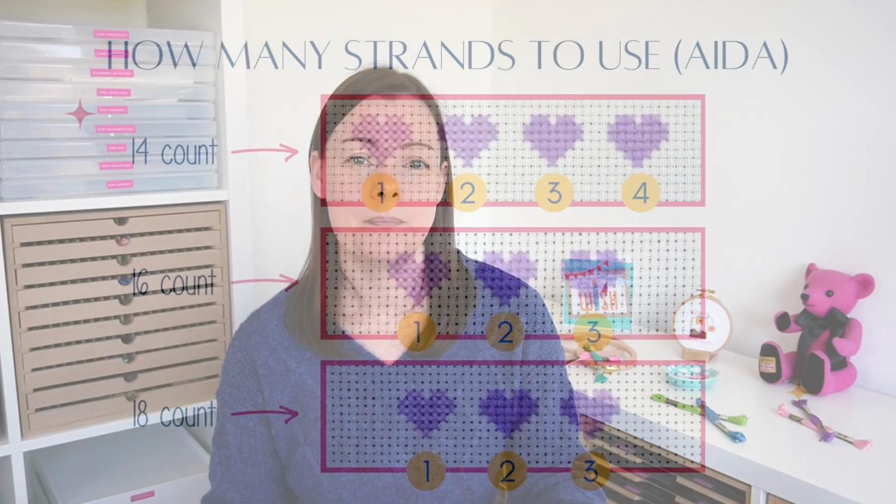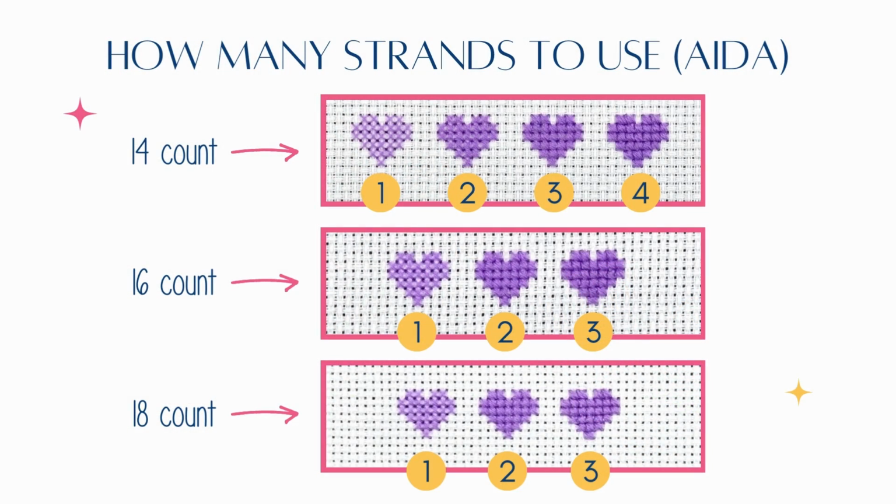So let's take a look at what difference it makes to use different numbers of strands on different counts of fabric. So these are the samples that I stitched on Aida, using the 3 most commonly used fabric counts, and you can see the number of strands I used underneath each little heart. This really clearly shows how the stitches get more dense and cover more or even all of the fabric as the number of strands used goes up.